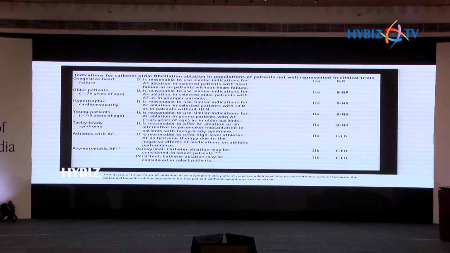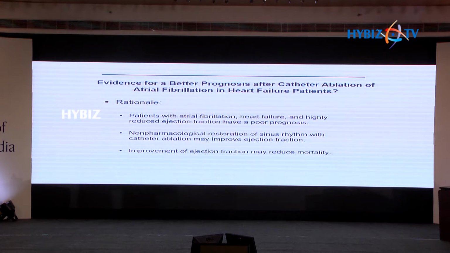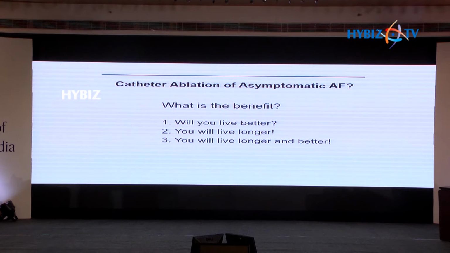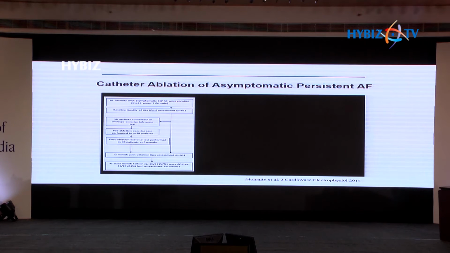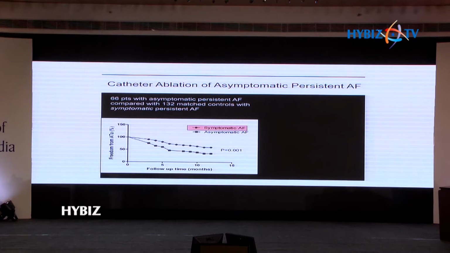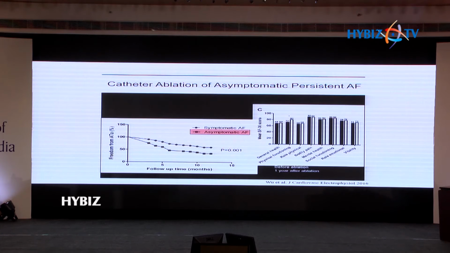Now, coming to other not well represented clinical groups like congestive heart failure, old patients, hypertrophic cardiomyopathy, young patients, tachy-brady syndrome, athletes, etc. They all have class 2 indication. I will not go into this. I just want to show you in asymptomatic AF, when we do something, the patient has to live better or live longer. In asymptomatic AF, that was not shown in 2 of these trials. So it is a class 2B indication still.